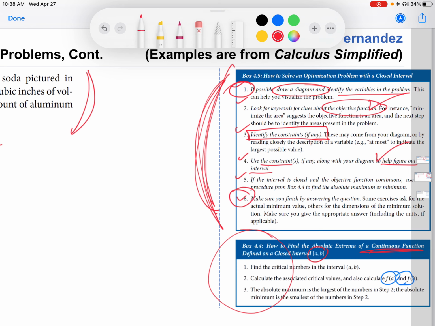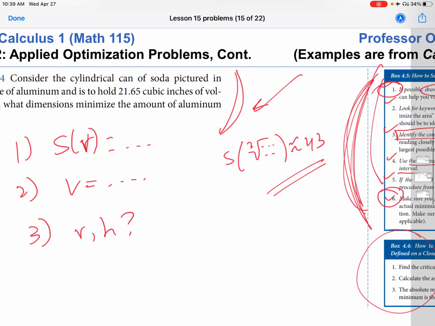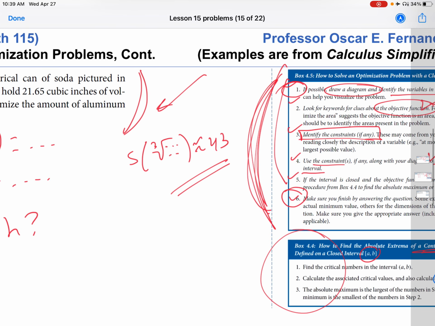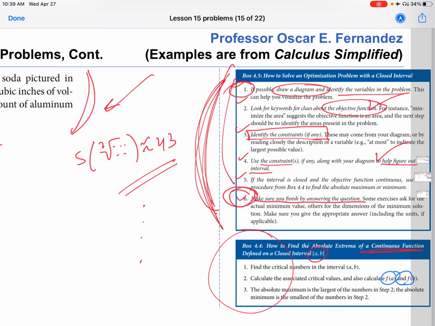And then the last step that's really important: make sure you answer the question, right? For all the work you've done, how disappointing would it be if you did all of this correctly and then you answered something other than what was asked? Your instructor, professor, or teacher out there might not give you full credit because you might have, for example, in this problem, just stopped when you said, oh, s of the cube root of whatever we found is approximately 43, and I'm done. Whereas the question asked for what are the dimensions, which required a couple of extra steps. So that's why number 6 here is the last step. Make sure you finish by answering the question.